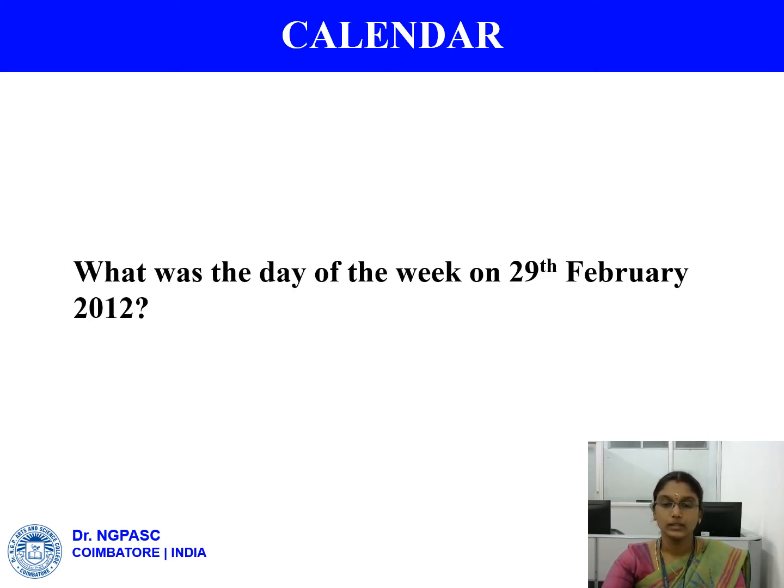Next, what was the day of the week on 29th February 2012? See here, the last question was an ordinary year. 2006 is an ordinary year. Here 2012 is a leap year. So in a leap year, we have to find the answer and then subtract 1 from it.